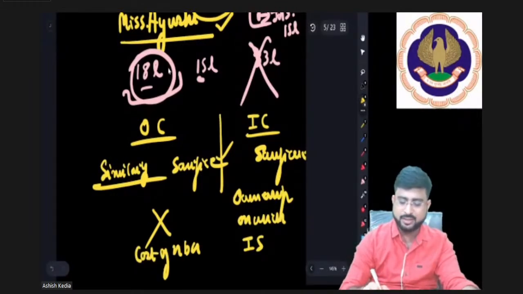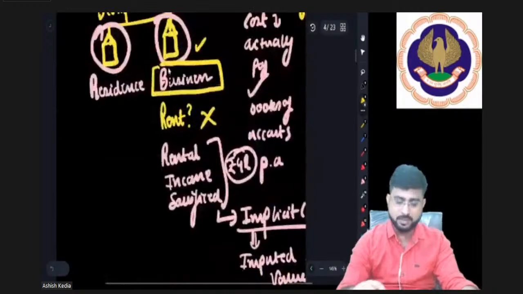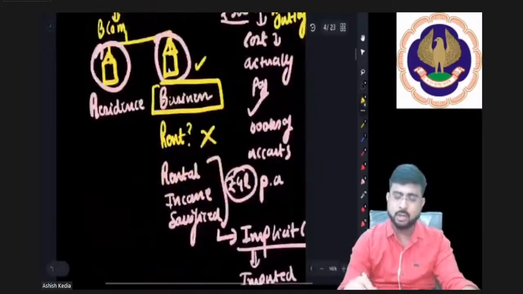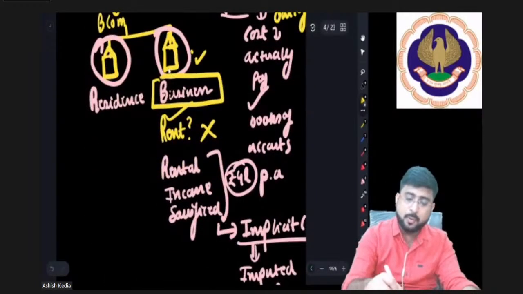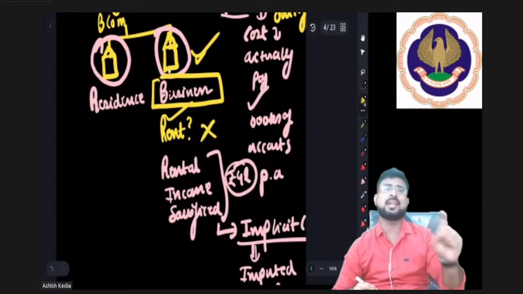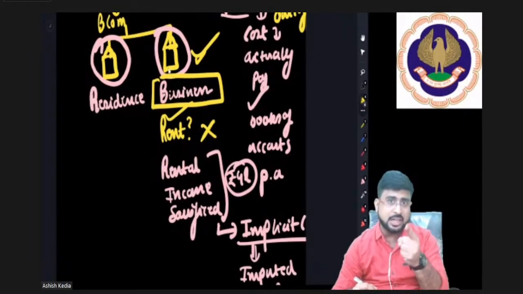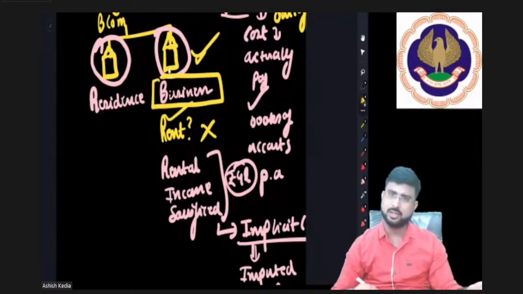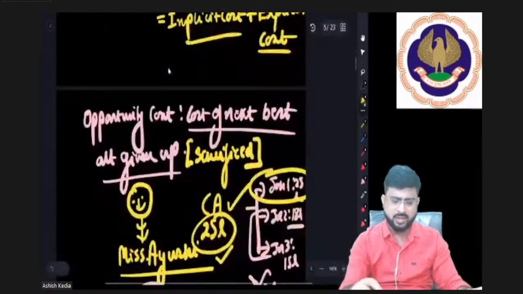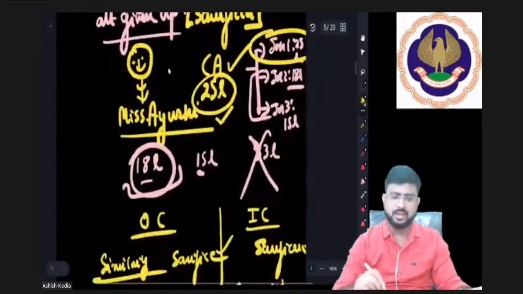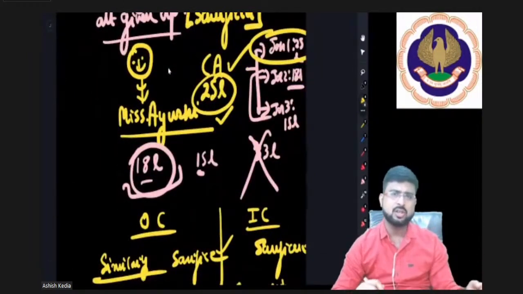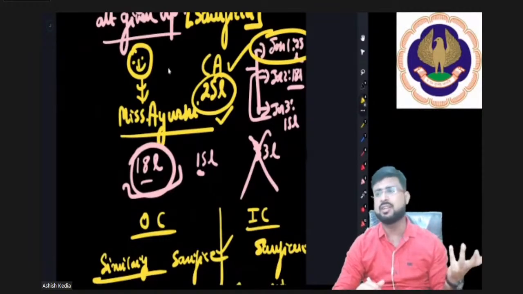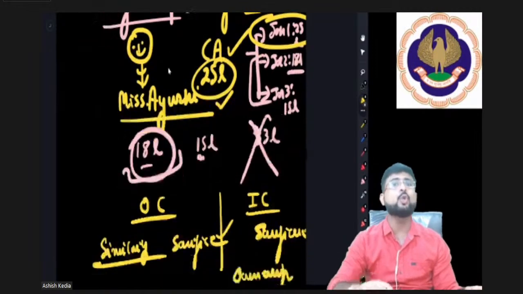Like in the above example, this person, Mr. Chintu Pintu, whatever he was, had ownership of a house whose rental income is sacrificed. So the primary condition was ownership of something. Only then can implicit cost be considered. But when we were talking about Miss Ayushi, there was nothing as such. No ownership criteria was there. It was just the next best alternative we were concerned about. That's why the two are different.